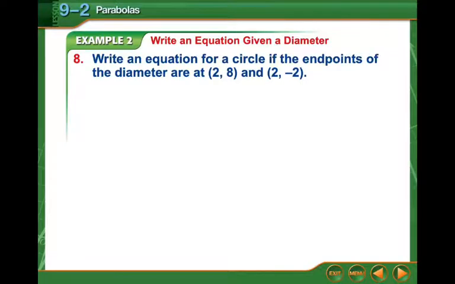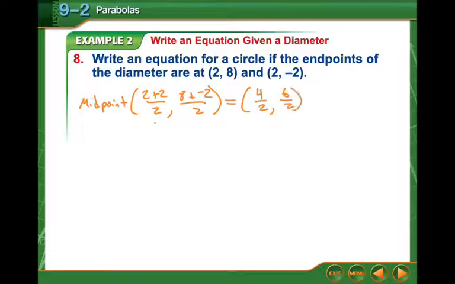So this next one here, we want to write the equation of a circle if the endpoints of the diameter are 2, 8, and 2, negative 2. So we have a diameter now. We want to find the radius from that. So what we have to do is, we have a couple options. So I would find the midpoint. That will tell us where the center is. So that's going to be 2 plus 2 divided by 2, and 8 plus negative 2 over 2. So that's going to be 4 over 2, 6 over 2, or 2, 3.